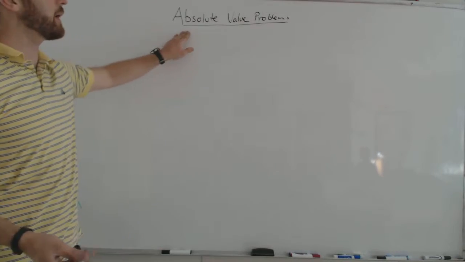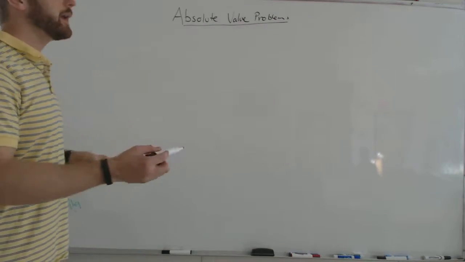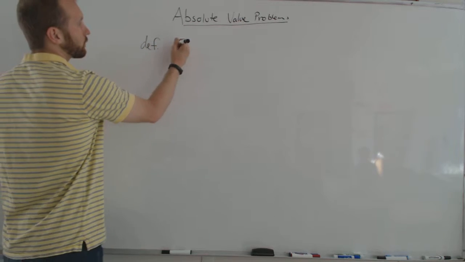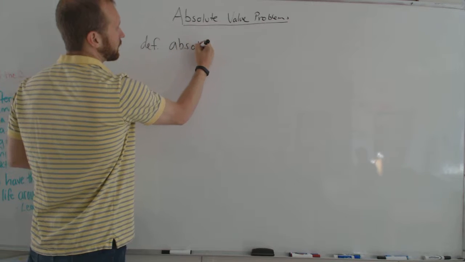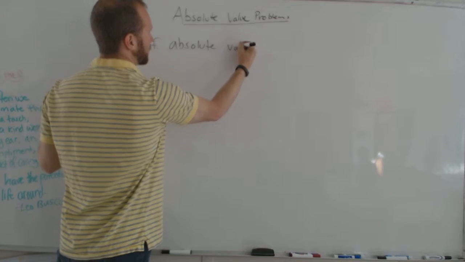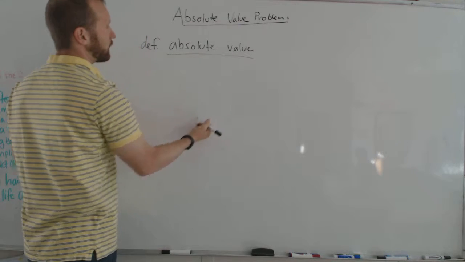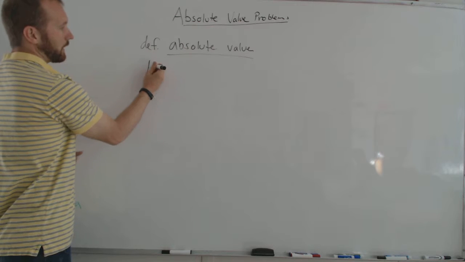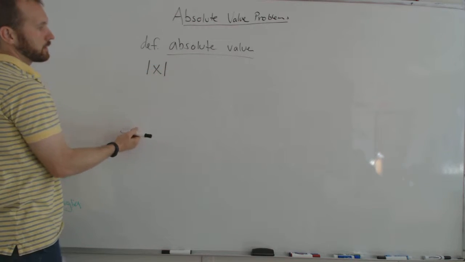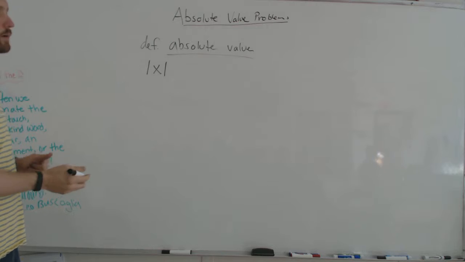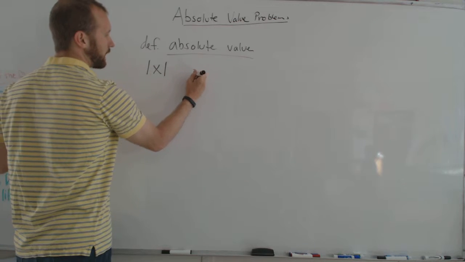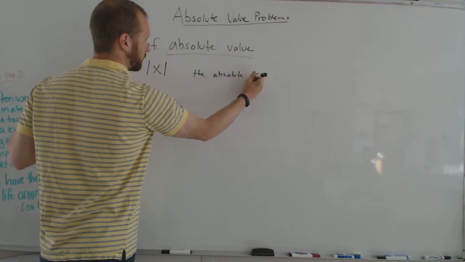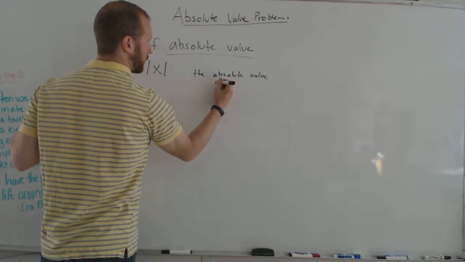Right, so today we're talking about absolute value problems. And I'm going to start out by defining what absolute value is. What do we mean in math when we say absolute value? So the absolute value of a number is shown with two vertical lines. x is just going to stand for any number here. So this we would read as the absolute value of x.